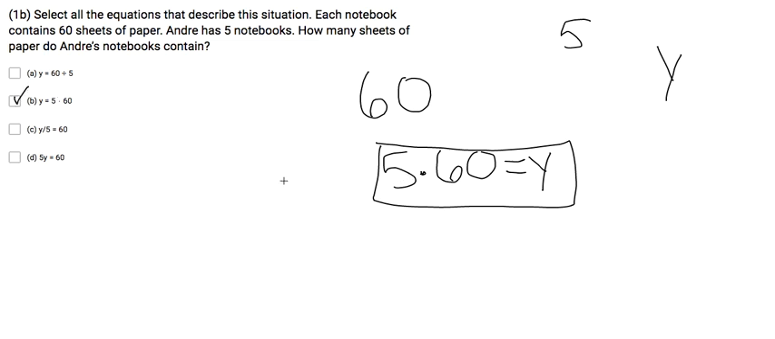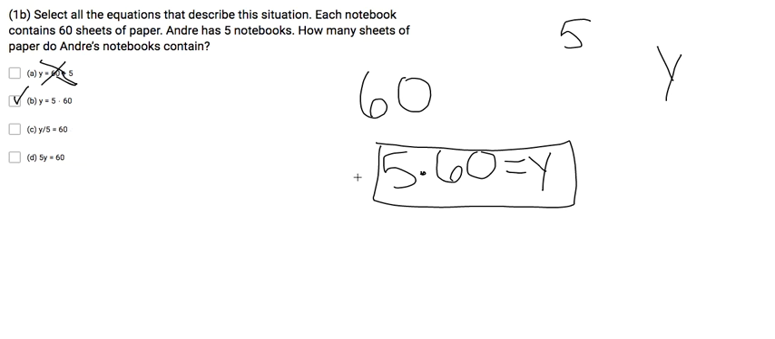so we know that one's good. Now let's see if we can change this around a little bit to give us a couple more equations here. So if we have 5 times 60, 60 divided by 5 isn't going to give us the same thing here. So we can already say that A is out of the picture.